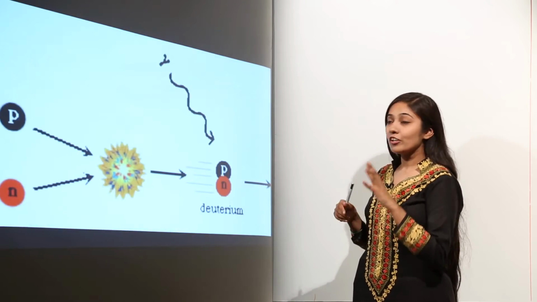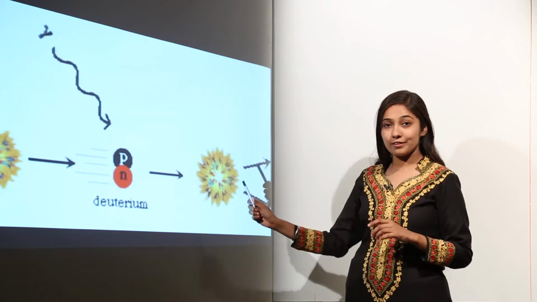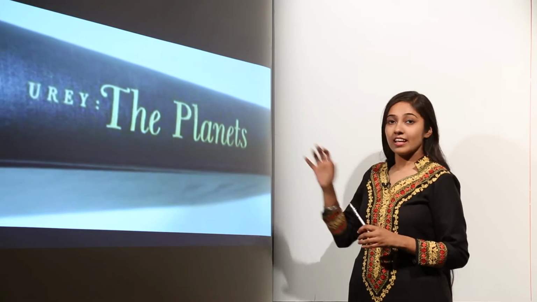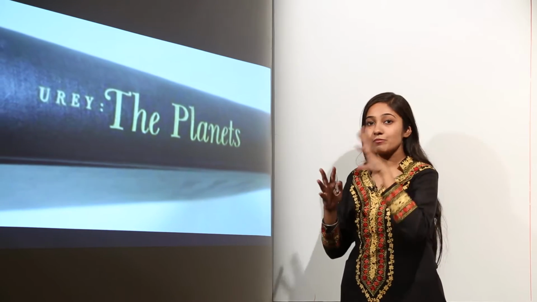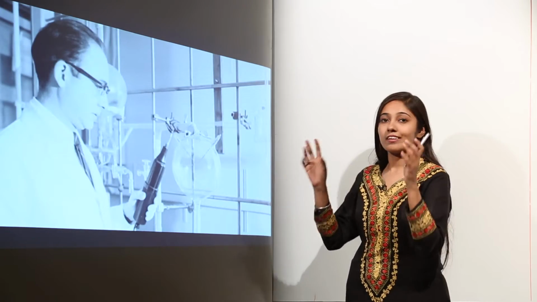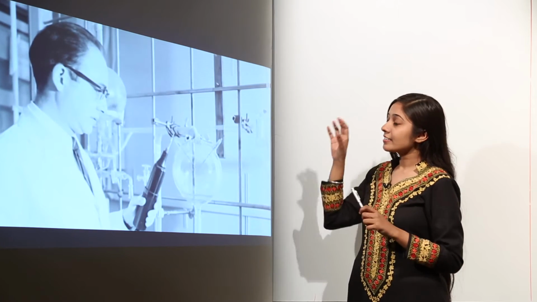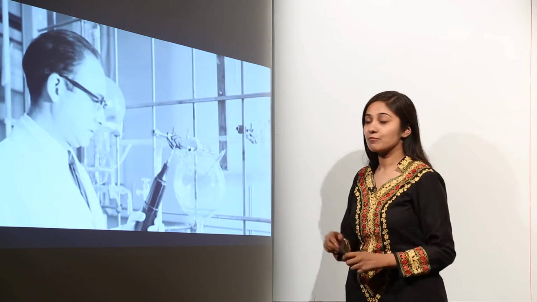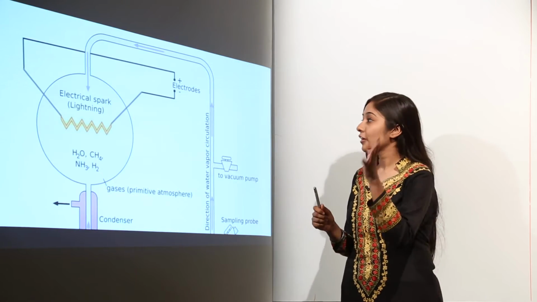He was awarded the Nobel Prize for the discovery of the deuterium element, and he wrote a book, The Planets, in which he also mentioned the primitive atmosphere on the planet, that methane was there and hydrogen was there. And his graduate student Miller did an experimental setup to prove the theory laid down by Oparin.